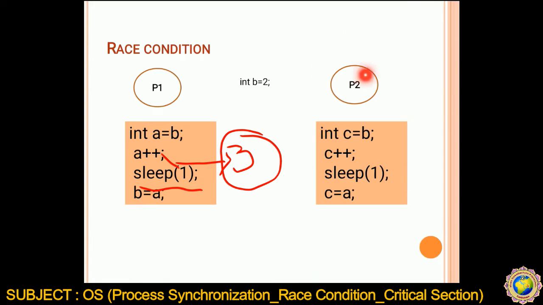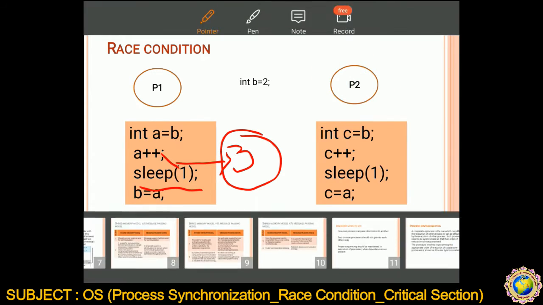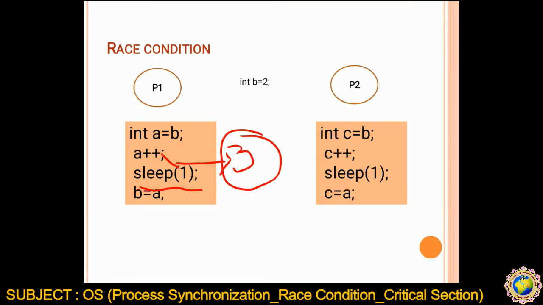P2 started the execution. Now what happened? Integer C equal to B, so the value of C became 2. And C plus plus would make it 3, but in place of that we have C minus minus. Then the value of C became 1.